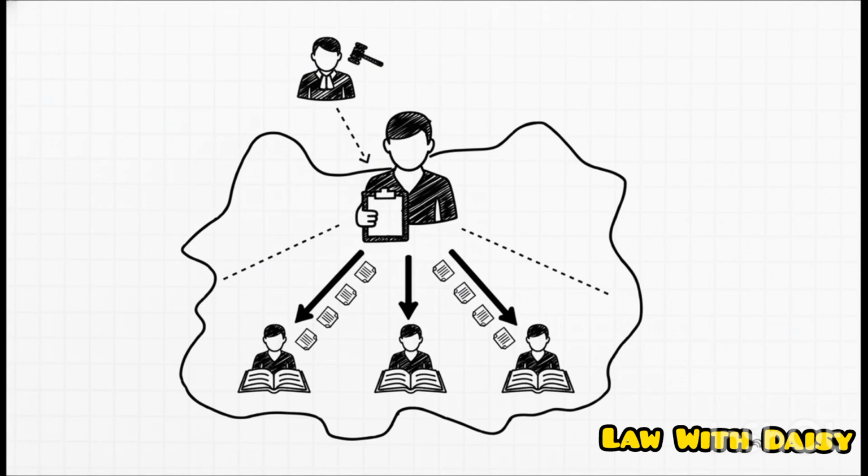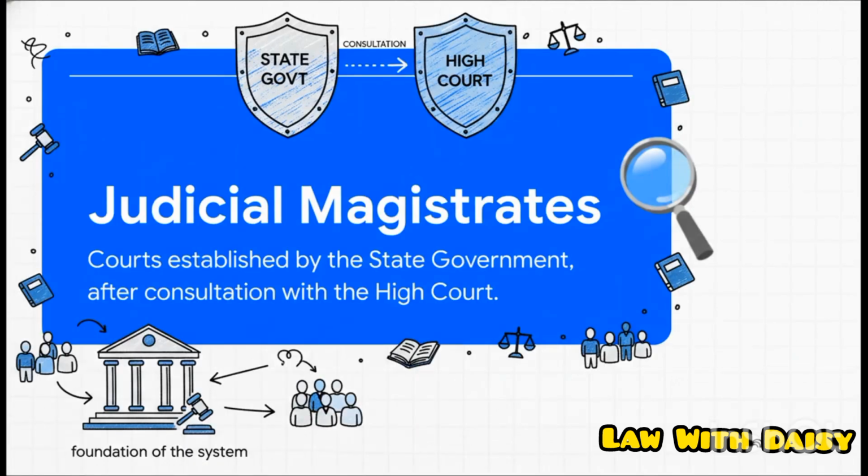So, the CJM reports up to the sessions judge, but they have direct authority over all the other judicial magistrates below them. They're the ones assigning cases, deciding which court covers which neighborhood, and basically making sure the trains run on time at the ground level. And right here we have the foundation of the whole system.